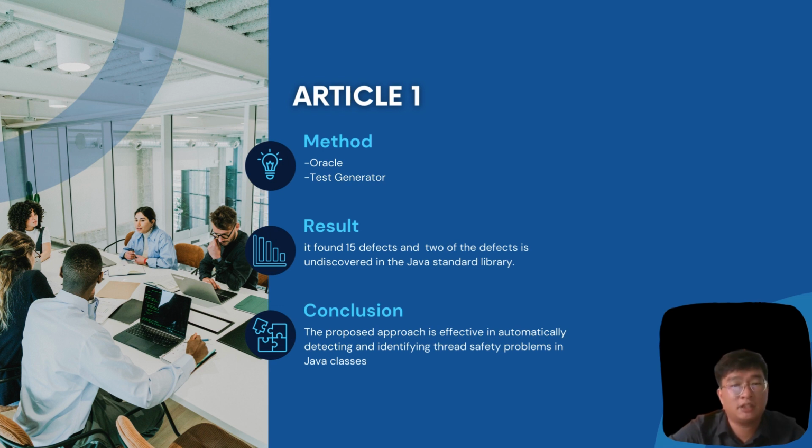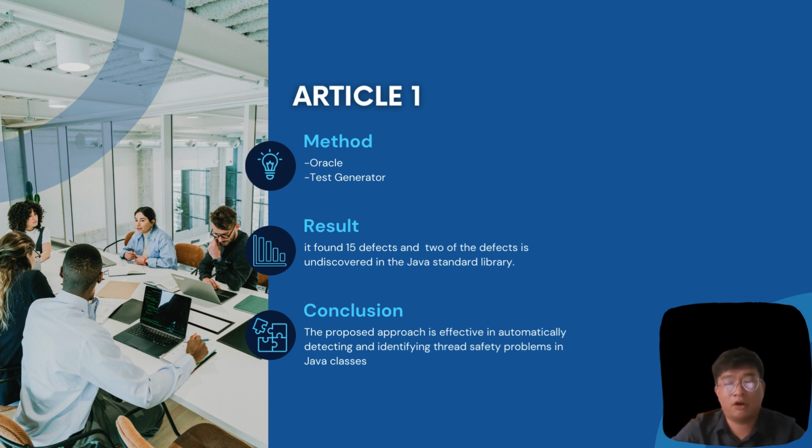The method of this article contains two components, which are the generated tests and the test oracle. The oracle is used to report a bug when a concurrent test execution results in an exception or a deadlock that cannot occur in any linearization, exercising the thread-safe class from multiple threads.